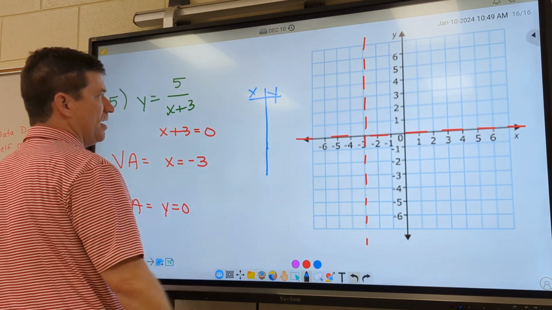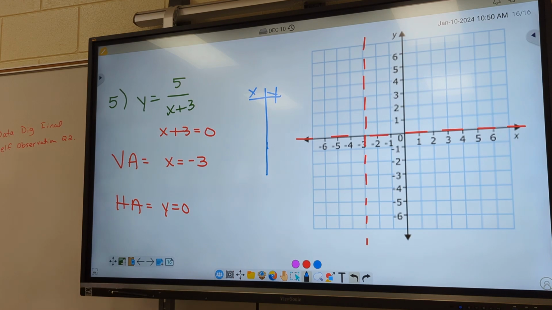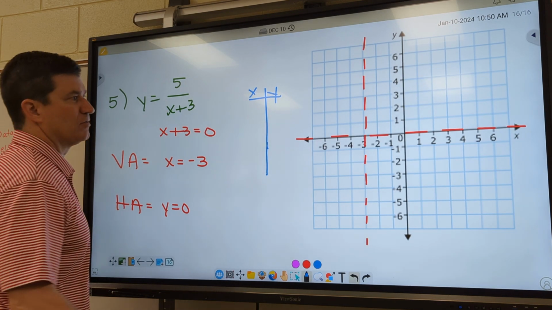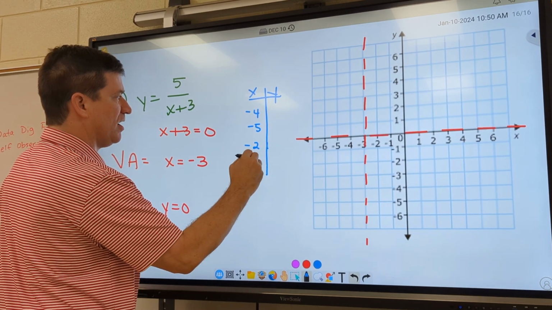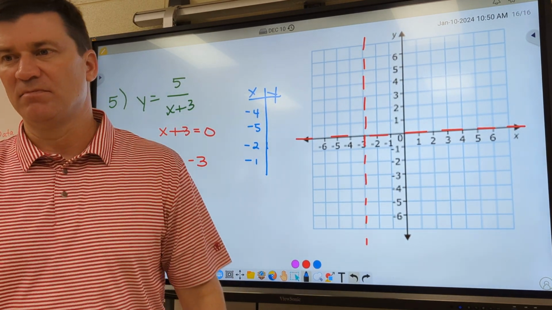All right, once again, how do we pick our 4 numbers we got to plug in? 2 on both sides, right? 2 on the left, 2 on the right. On the left, you got negative 4, negative 5. On the right, you got negative 2, negative 1. All right, y'all plug them in. We'll graph it.